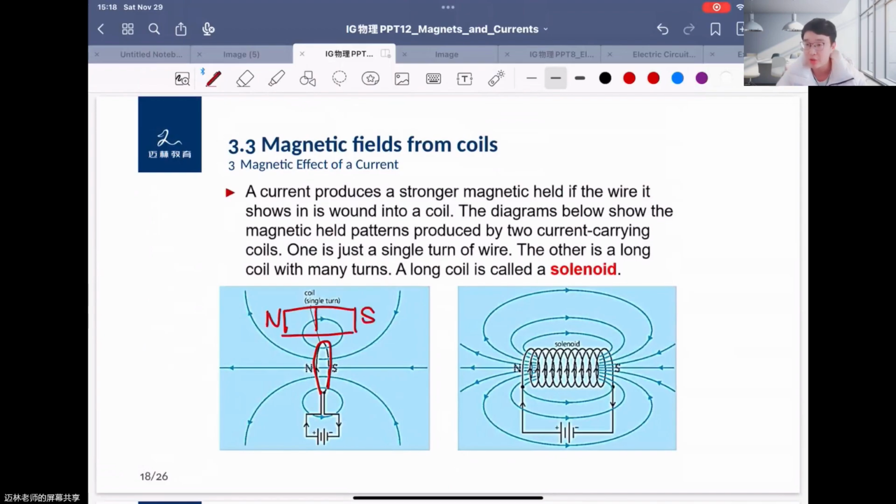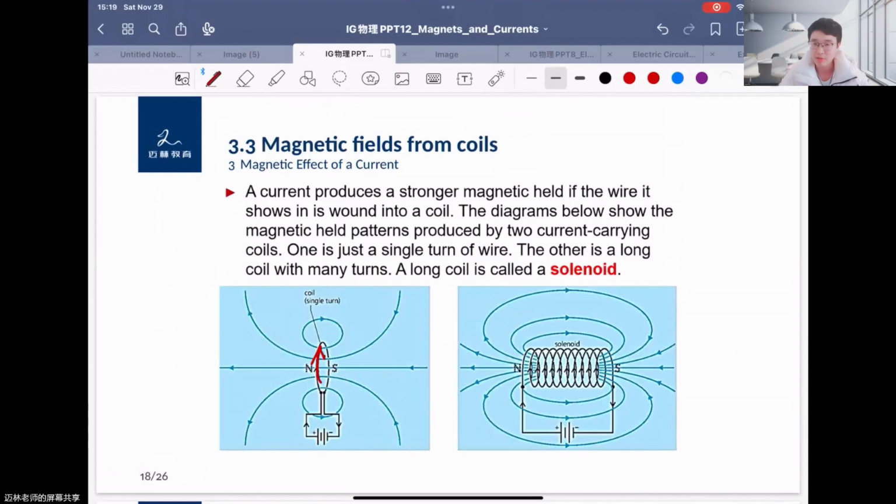And here you can also use your right hand, just try to grip the wire, okay? Your four fingers represent the current direction, and your thumb means the north pole direction. On the left figure you can find this is the current direction, and you use your four fingers to grip the curve, and your thumb represents the north pole this way. Okay, this is for the figure.